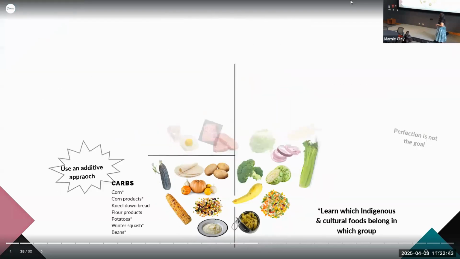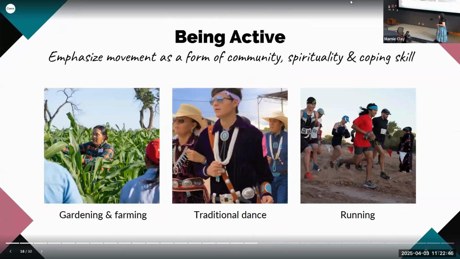So, all right, getting on to the next one, being active, gardening and farming. Again, thinking about nutrition interventions, how do we incorporate gardening and farming? For us, Southwest tribes, we're more agriculturally leaning. And so how do we incorporate concepts of gardening and farming, traditional dance, and then running? Running is also a spiritual movement for some tribes. And so thinking about how we integrate that in.